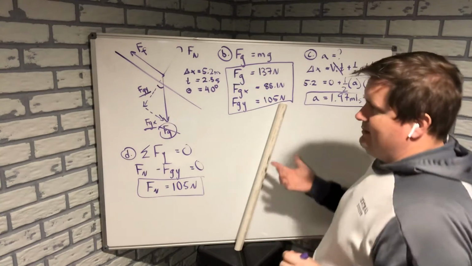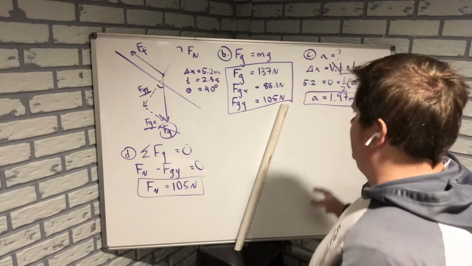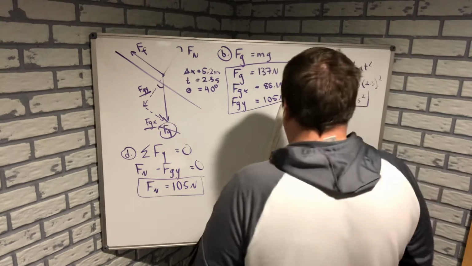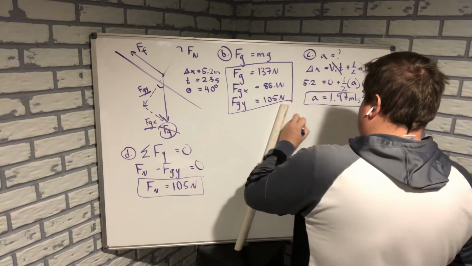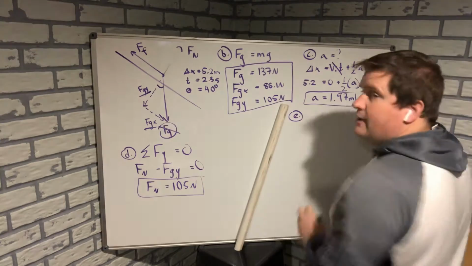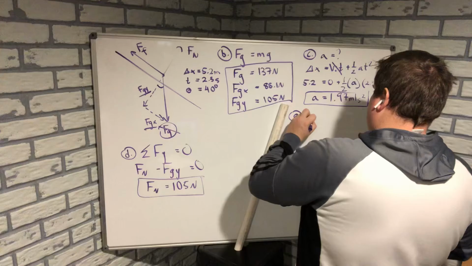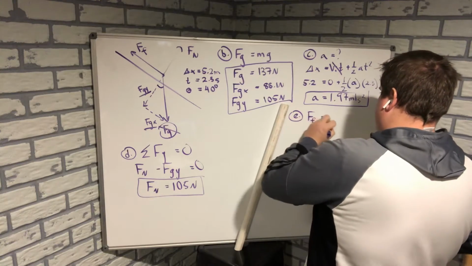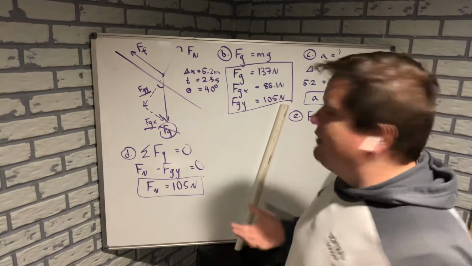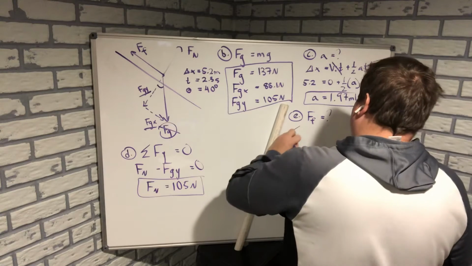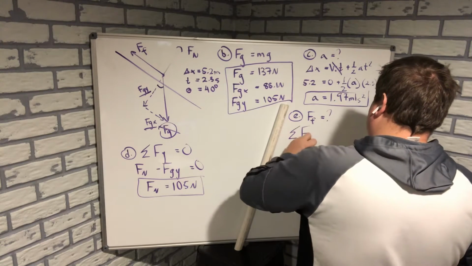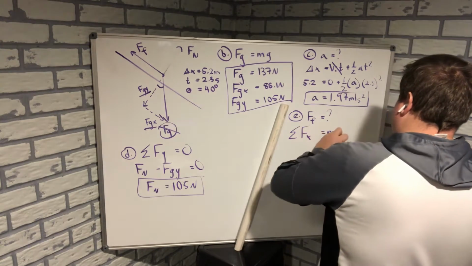I have a giant piece of PVC pipe, literally just holding this board up here. It kind of gets in the way when I want to write, but we're just going to make do. So we're going to do E over here. E wants to know what the frictional force is. In order to find that, we're going to sum our forces in the x direction and set them equal to m times ax.